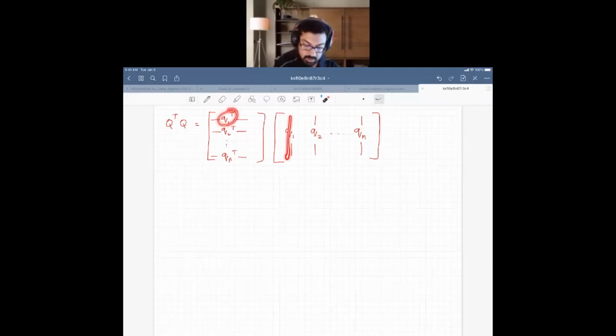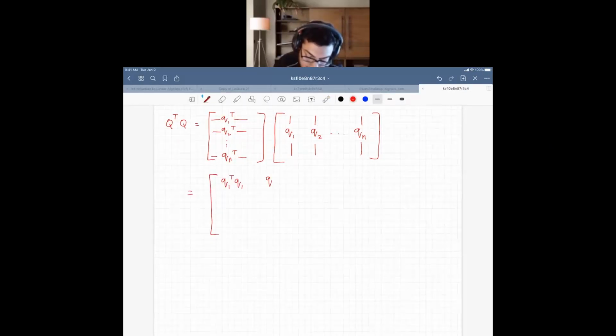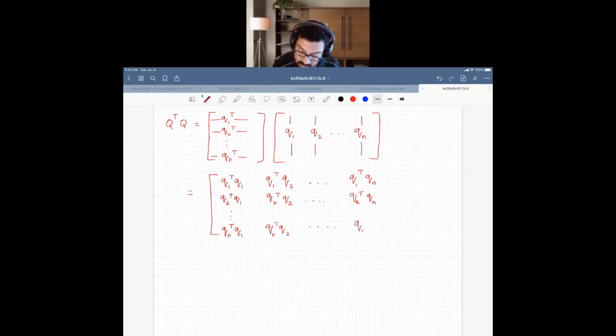Q1 transpose Q1 as my first element, Q1 transpose Q2 as my second element, Q1 transpose Q3 as my third element. So essentially you're finding the dot product of Q1 with all of these columns to get the first row. When you carry out the multiplication, for the first row you get Q1 transpose Q1, then Q1 transpose Q2, and so on up to Q1 transpose Qn. In the next row you get Q2 transpose Q1, Q2 transpose Q2, so on up to Q2 transpose Qn. And the last row will be Qn transpose Q1, Qn transpose Q2, so on up to Qn transpose Qn.